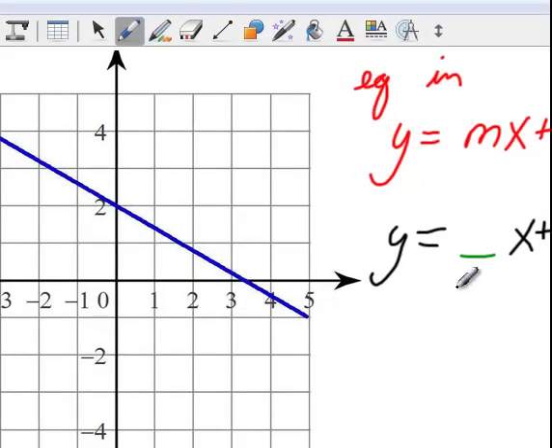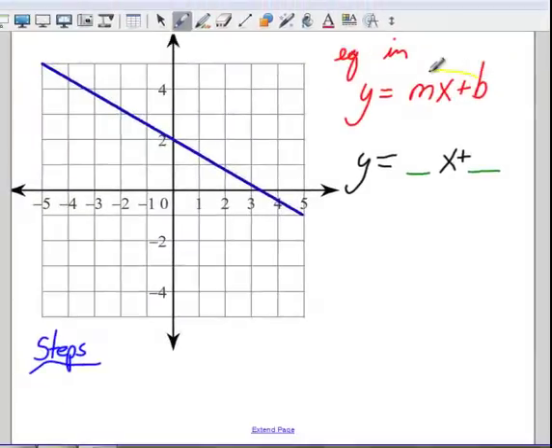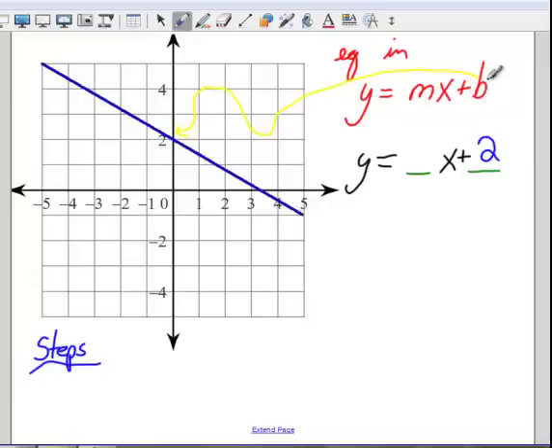So the first thing that I'm going to do is, well, if I look at my y-intercept, that's very easy to see on a graph. My y-intercept is where it touches the y-axis. So let's draw this in yellow. Where does this touch the y-axis? Well, it touches right there. That's where it intercepts the y-axis. So therefore, my y-intercept, and we'll do this in blue, is positive 2. Okay, so I have my y-intercept.